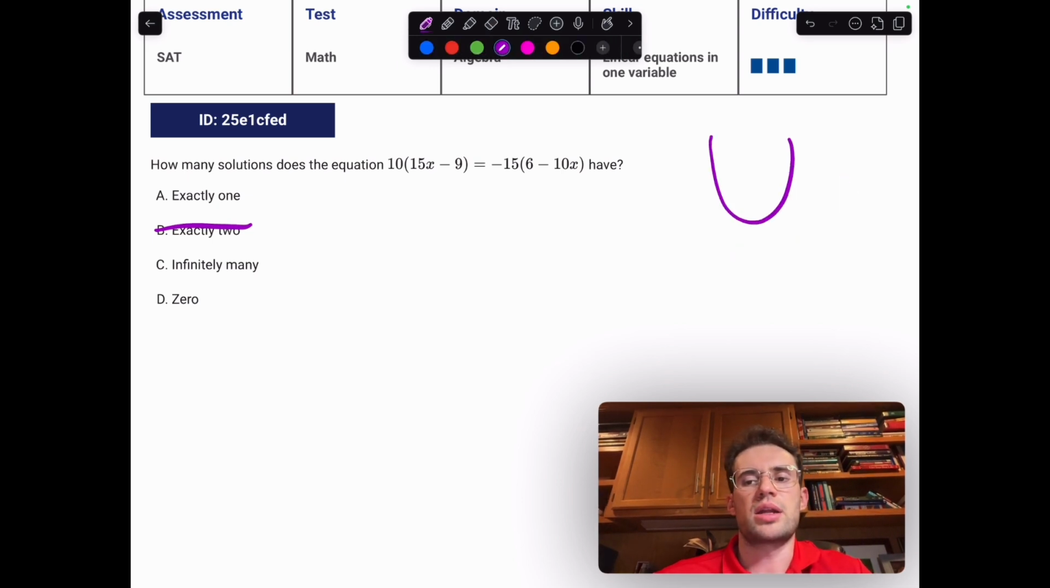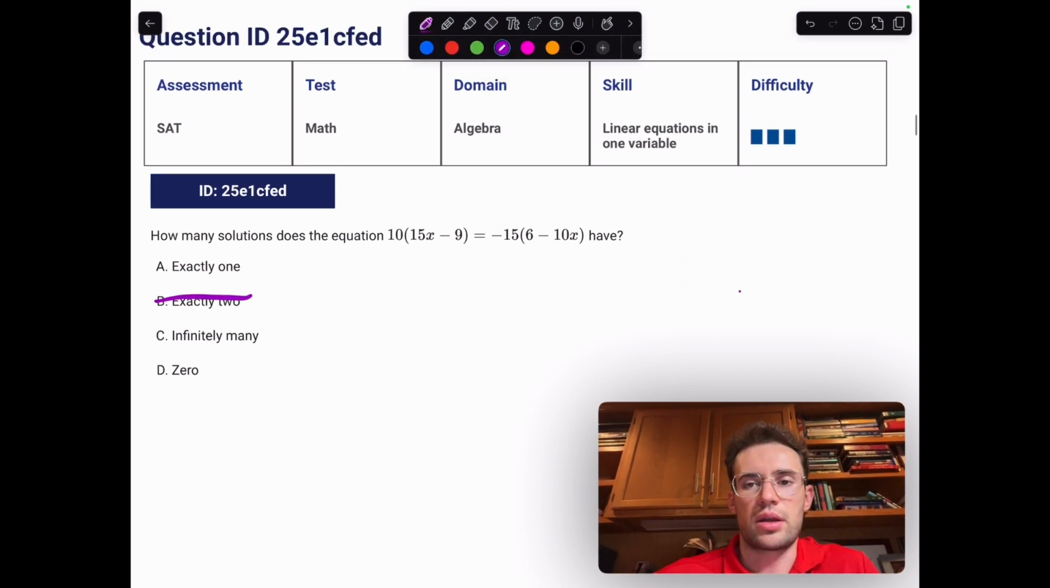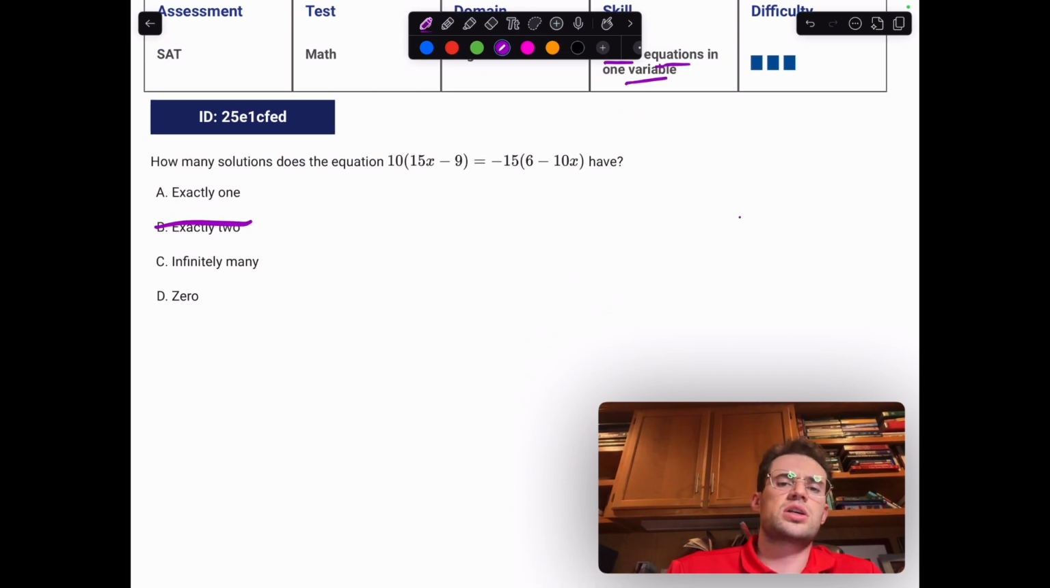Or if they're asking how many zeros does a parabola have, it could be 2 or 1 or 0. But in this case, this is linear. You can look at your linear equations with 1 variable. So we're just finding out basically if the left and the right side are exactly the same, or if they cancel out to be the same, then that would mean there are infinite solutions.